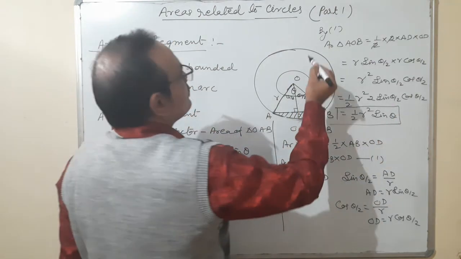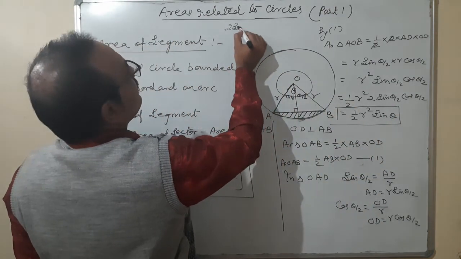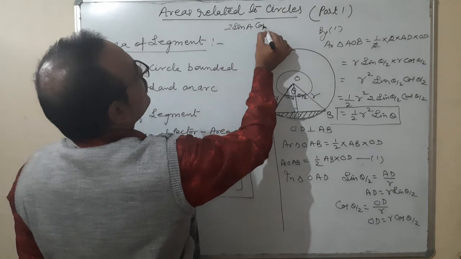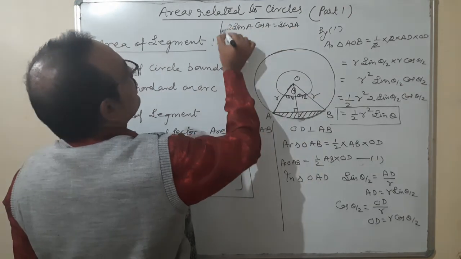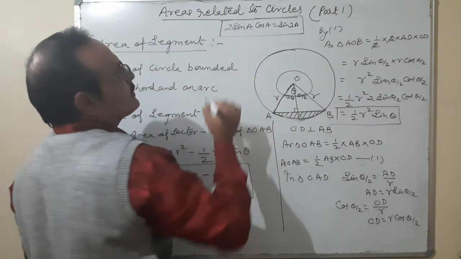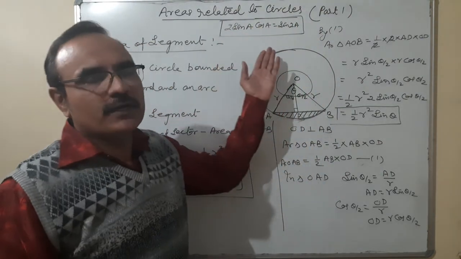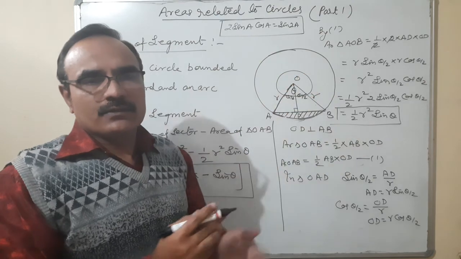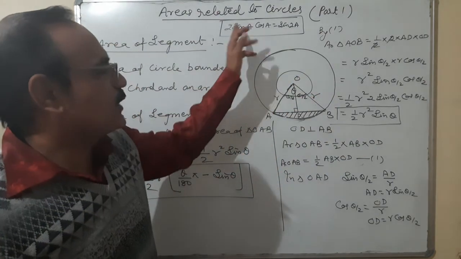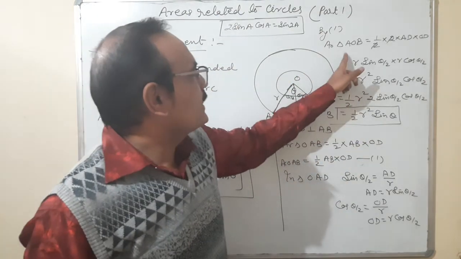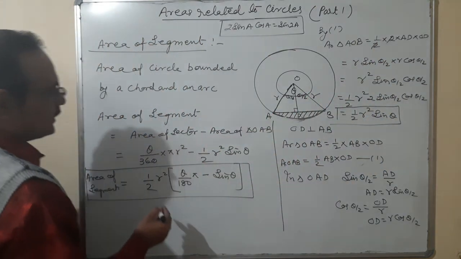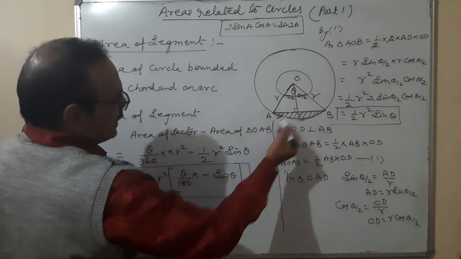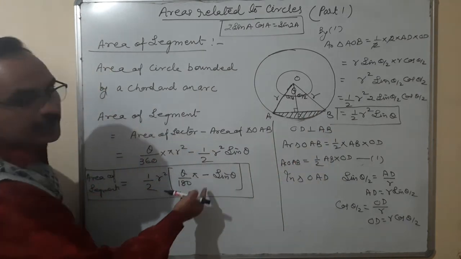You remember this formula? 2 sin A into cos A is equal to sin 2A. You can verify by any angle, suppose A is equal to 40, 60, 45, 90, whatever it is verified for all. So that means area of triangle AOB is equal to 1 upon 2 R square sin theta. So here in place of area of triangle AOB, I have put 1 upon 2 R square sin theta.